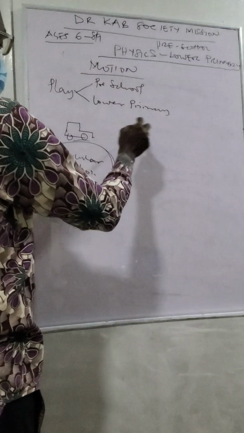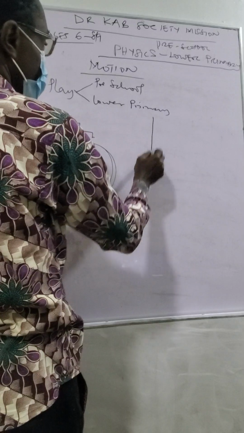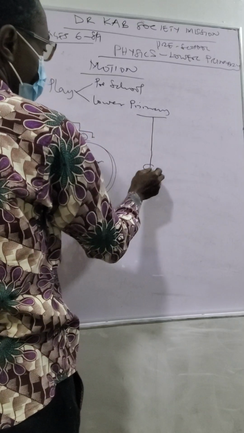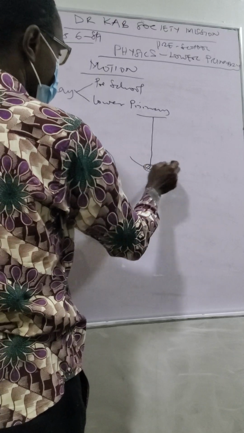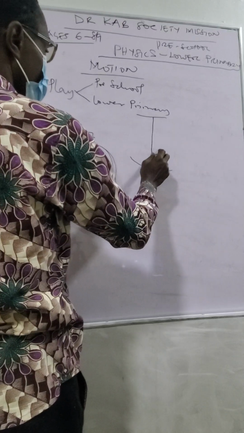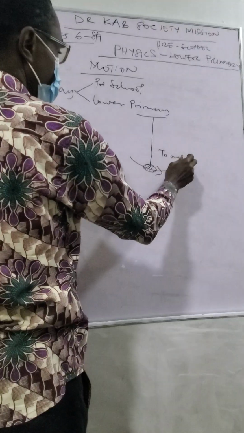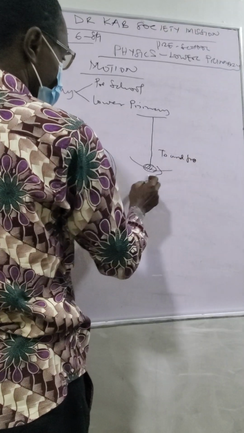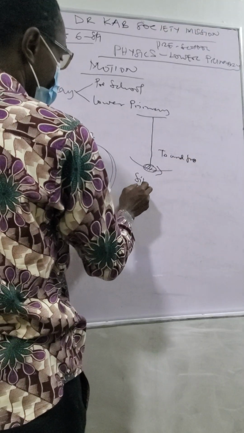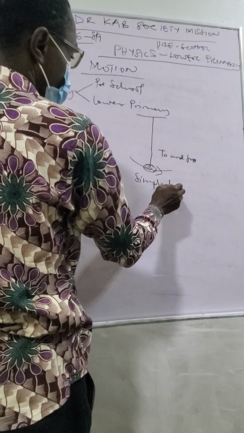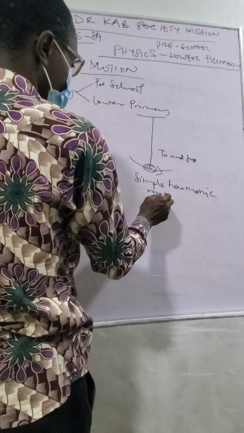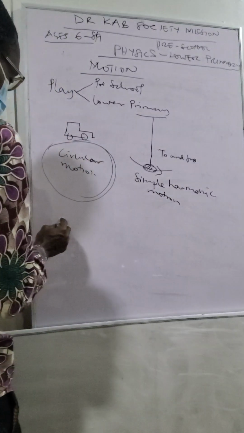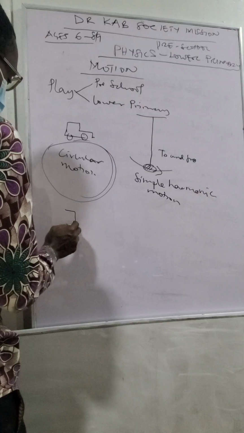Then we can have another one like this. It's a hand here, and then we have a small ball attached to it. Then we swing it, it goes to and fro. So this is describing simple harmonic motion.